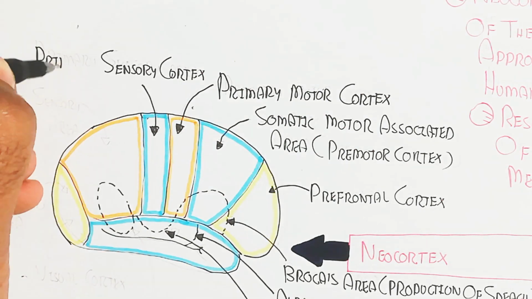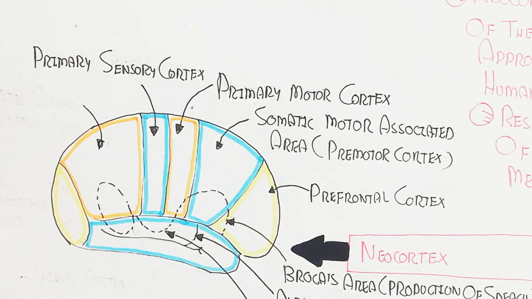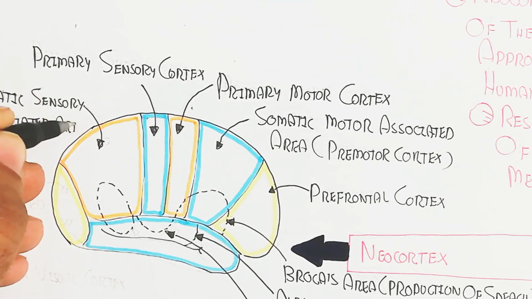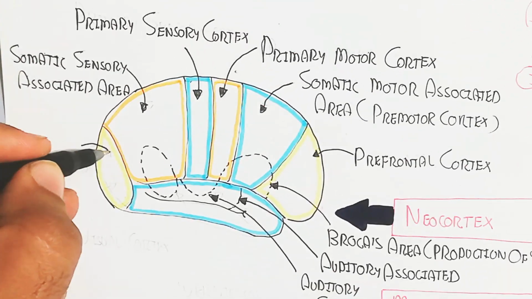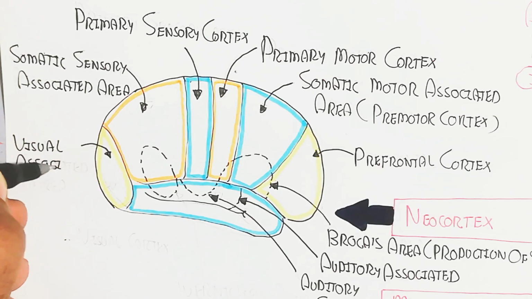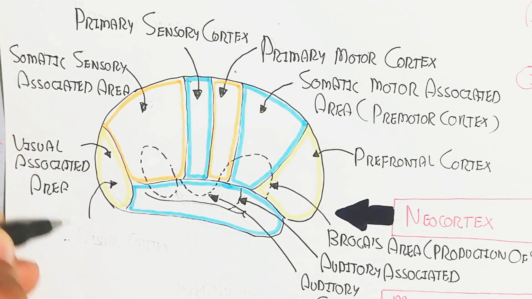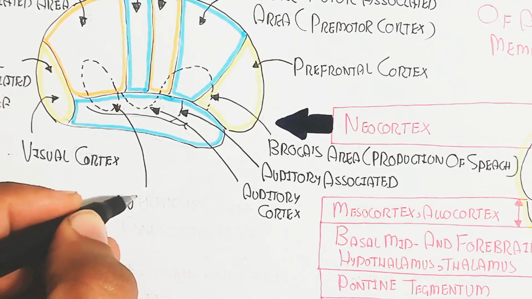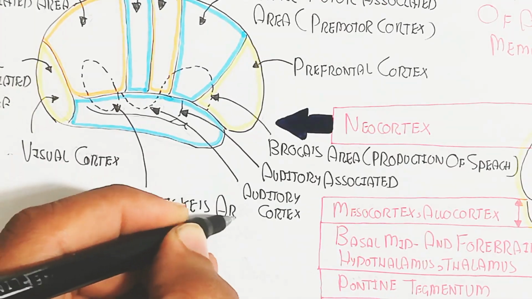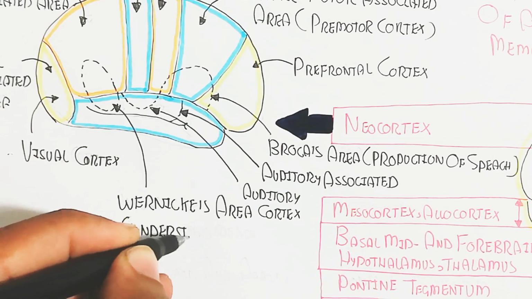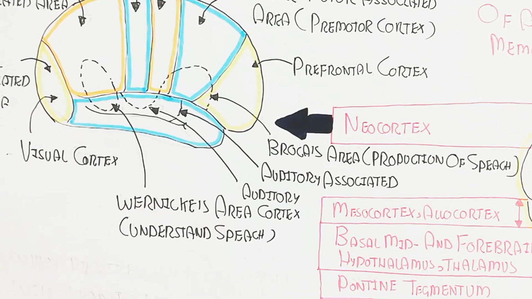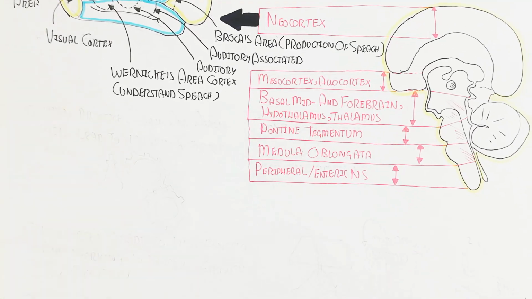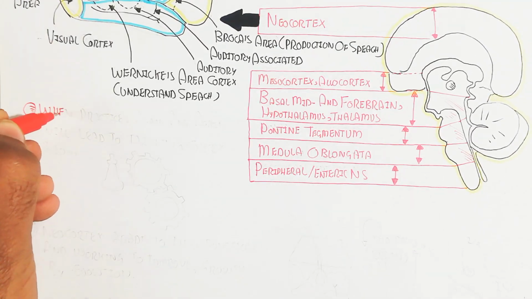So the primary sensory cortex is here, and this is the somatic sensory association area, used to control skeletal muscle movement. The visual association area is here for visualization, along with the visual cortex. Here is Wernicke's area, which is for understanding speech.